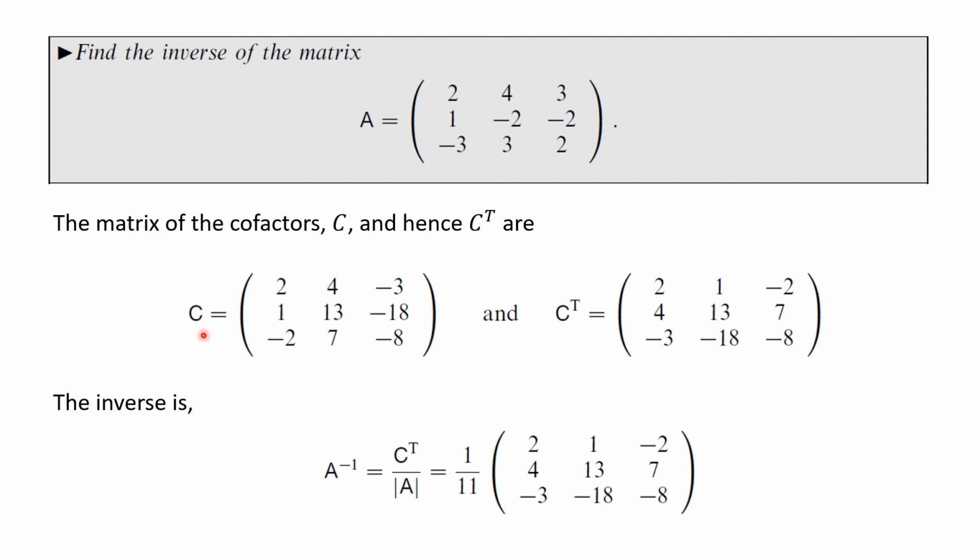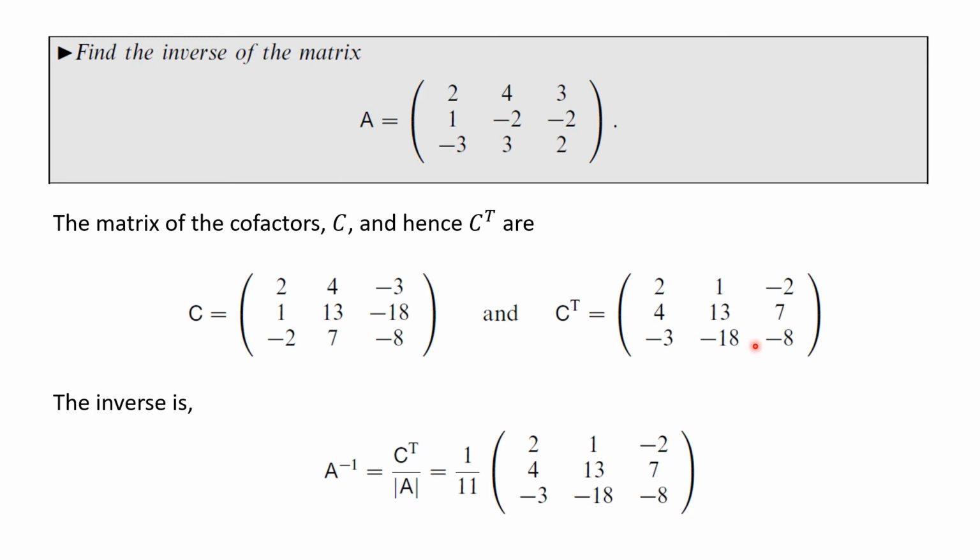On our next step, we're going to find the transpose of this matrix C. The transpose is just interchanging the rows into columns and the columns into rows. Your C transpose is equal to 2, 1, negative 2, 4, 13, 7, negative 3, negative 18, and negative 8. This is now your transpose of C.